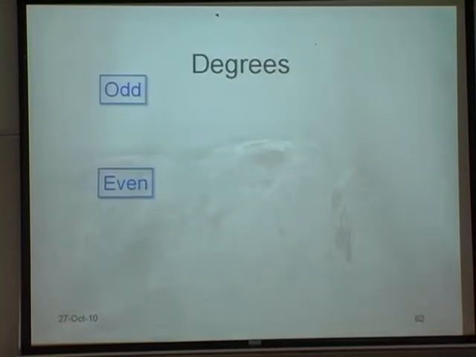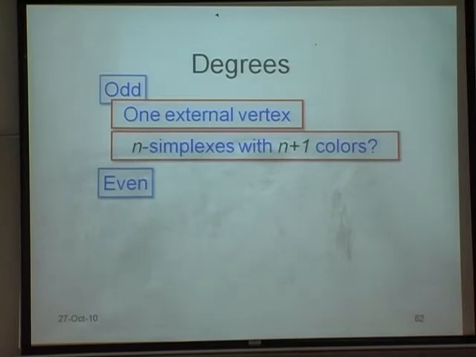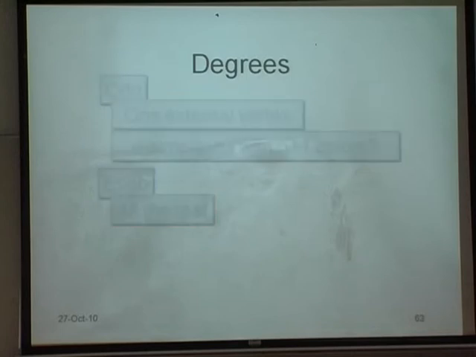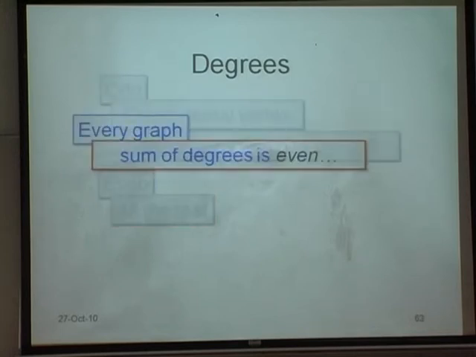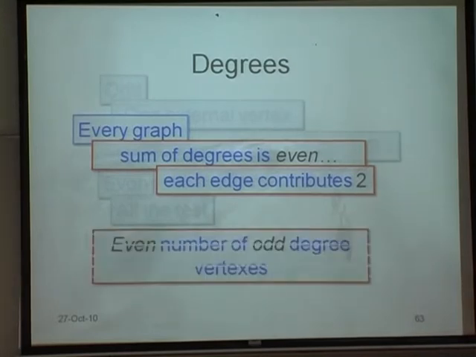So if we summarize what we've figured out about the parity of the degrees, we have one external vertex that has odd degree. We have some number of n simplexes with n plus 1 colors, and each one of those has odd degree. And everything else has even degree. You can probably see where I'm going with this. For every graph, it's easy to see the sum of the degrees is even. Why is this? Well, every edge contributes a 2 to the degrees, so when you add them up, it's got to be an even number. So that means that there are an even number of odd degree vertices.